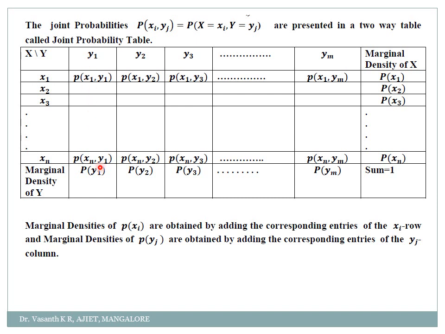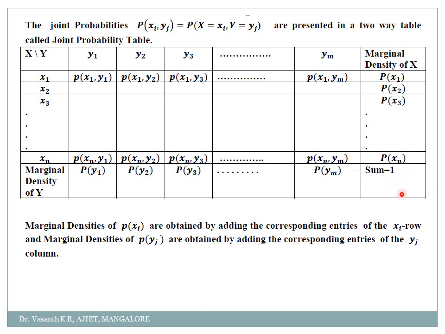Similarly, if you add your first column, you will get the probability of y1. If you add your second column, you will get the probability of y2. If you add your third column, you will get the probability of y3, and so on. If you add your mth column, you will get the probability of ym. So again, the total of the probabilities of y should be equal to 1.